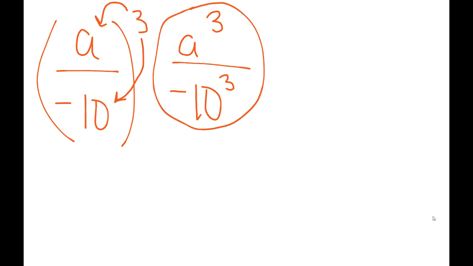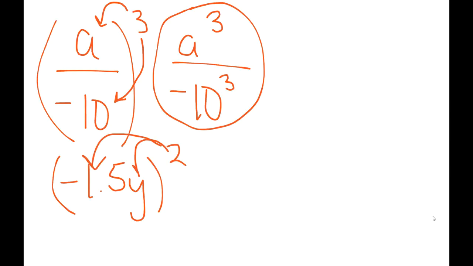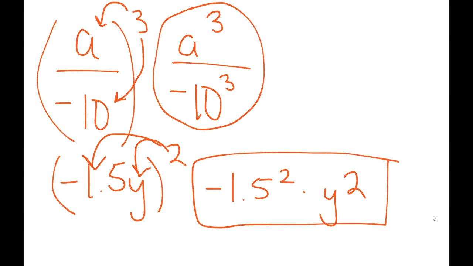Also, if you have a coefficient, for example, -1.5y all to the second power, you have to give it to the coefficient and you have to give it to the variable. So it'd be -1.5 squared times y squared. So now you've passed out the squared to every single thing on the inside. Again, we could go solve this and figure out what is 1.5 times 1.5 and use that for our answer, but the y squared, that's as simplified as it gets.